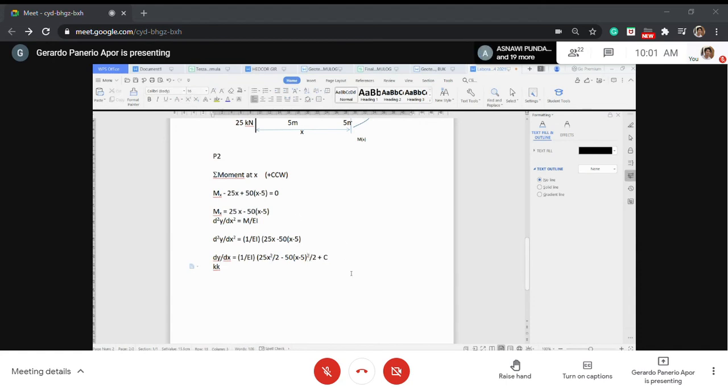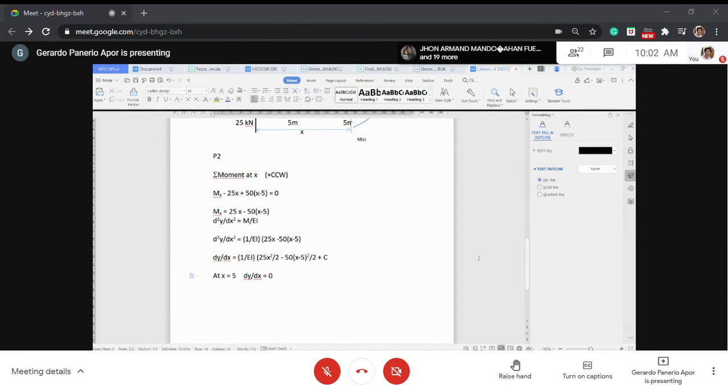Class, if you compare this with the above equation, this one is just the above equation integrated once. Integrating d squared y dx squared gives dy dx. The integration of a function of x will be x squared divided by 2, the same as the one inside the parenthesis. Now, we can get rid of C if you say at x equals to 5, we can have dy dx, or the slope, equals to 0.